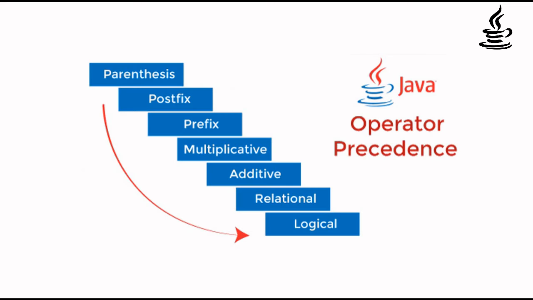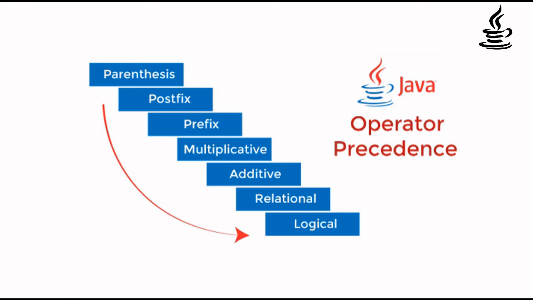In the end, we are going to discuss the last topic, which is operator precedence. When there are multiple operators in the same expression, we evaluate the operators based upon the precedence they get in the precedence table. For example, parentheses sit at the top of the precedence table. So if any expression consists of parentheses, then the parentheses and the operators within them will be evaluated first. Parentheses are followed by postfix, then prefix, multiplication, addition, relational, and logical.